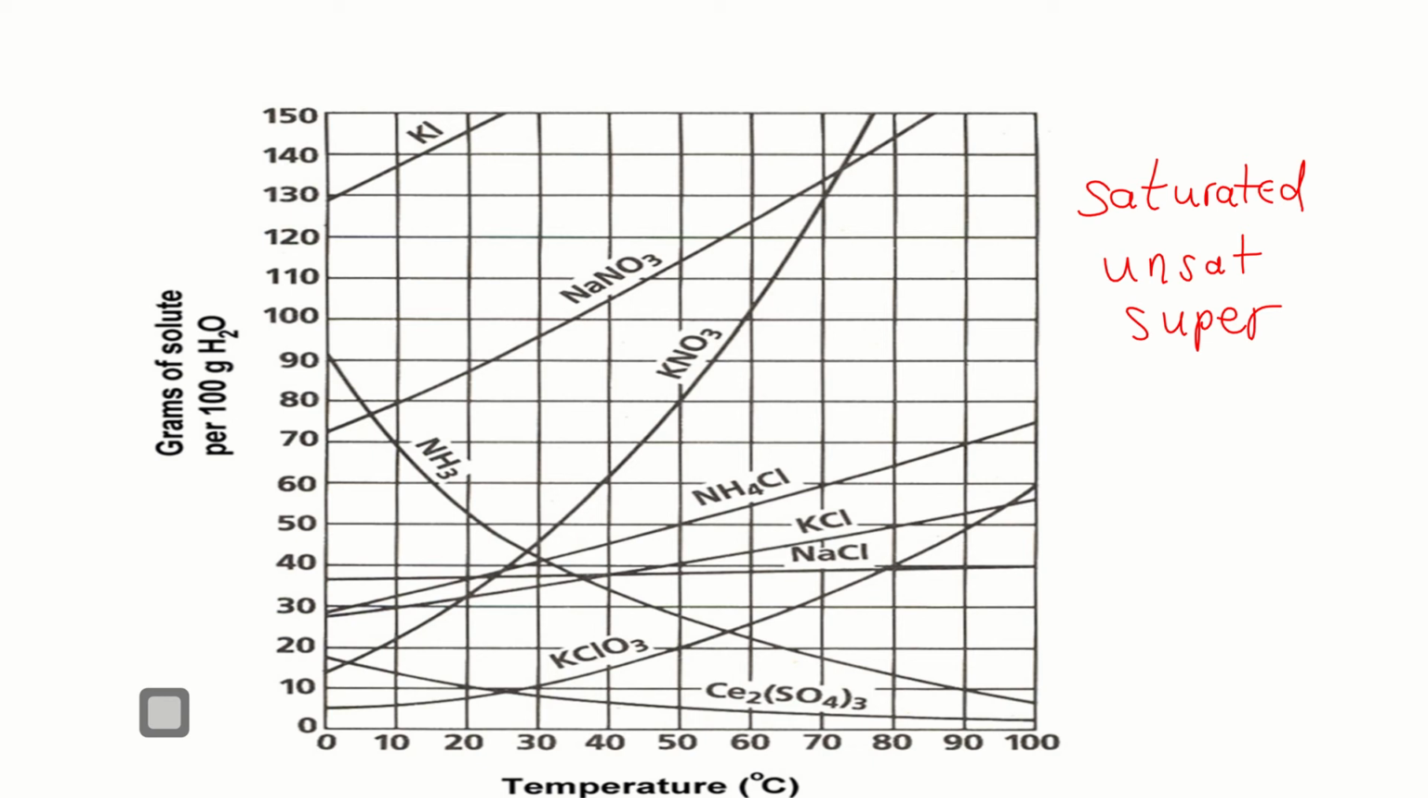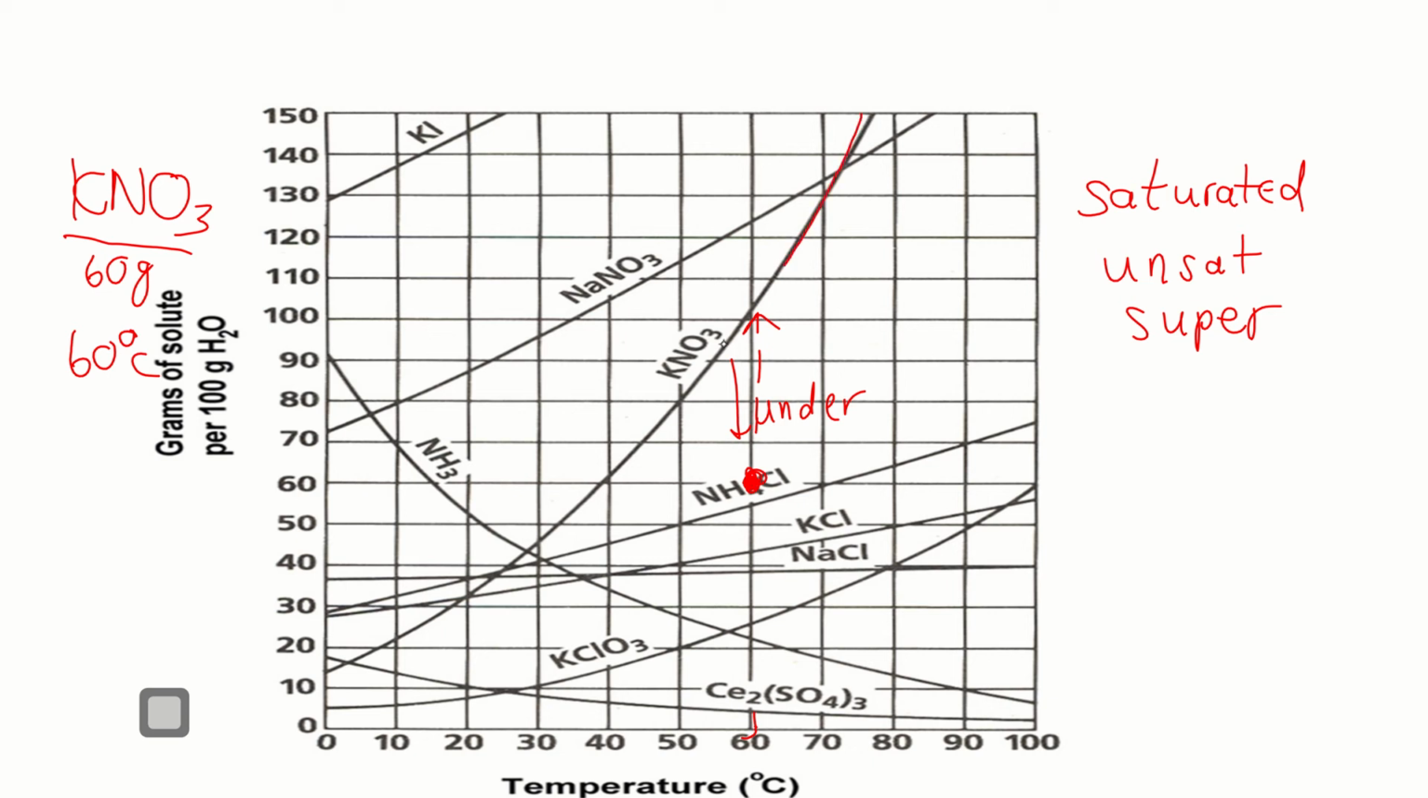So let's say I'm using KNO3 again, and let's say I have 60 grams of KNO3 at 60 degrees Celsius. Will that make a saturated, unsaturated, or supersaturated solution? So I go over to 60 and I go up to 60, which would basically be right on top of the NH4Cl. But I'm looking at KNO3. I'm down here, but where is the line way above it?